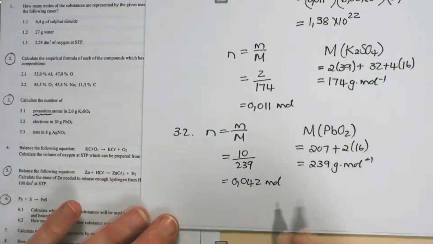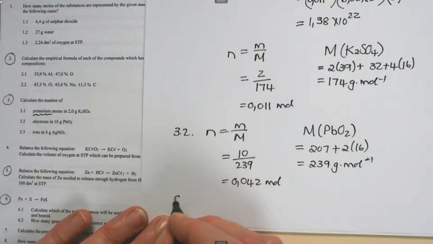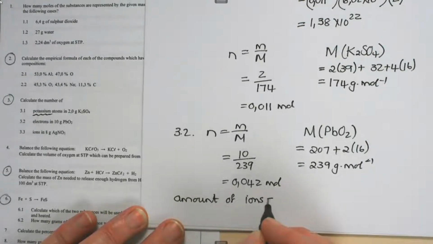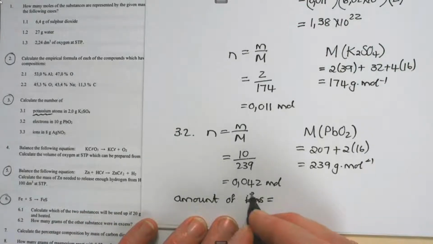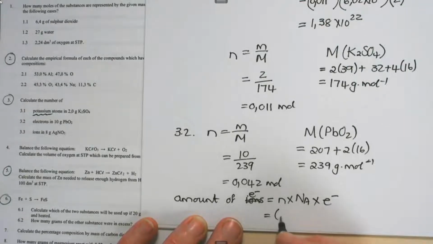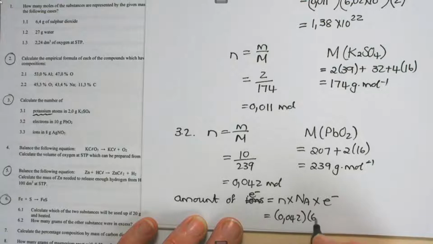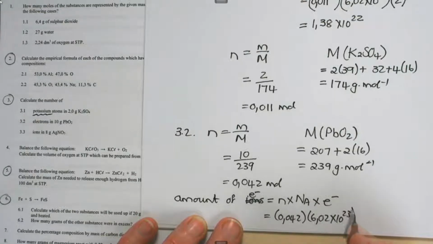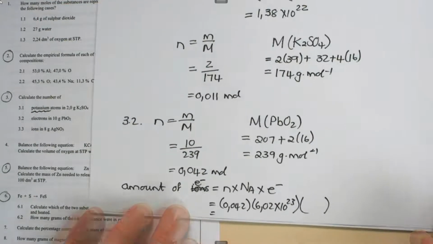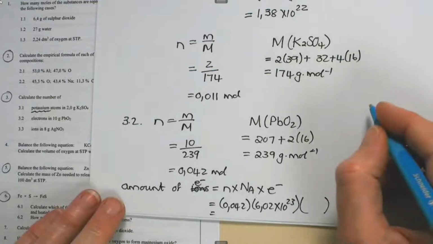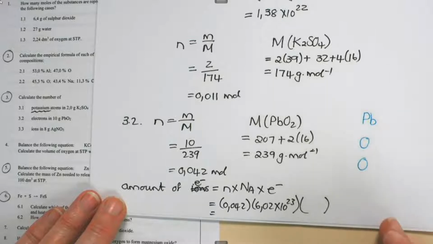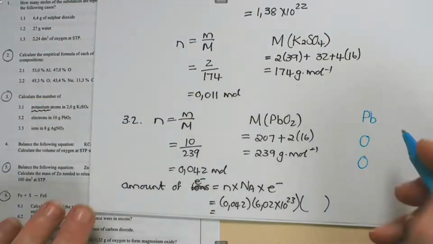Okay, I'm trying to fit this in on one page. So I'm going to say the amount of electrons equals N times Na times electrons. So it will be 0,042 times 6,02 times 10 to the 23. Okay, now the problem is with the electrons. Where do I get the electrons? I'm going to use my pencil again. Okay, so if I look at Pb, and if I look at oxygen, and if I look at oxygen, it's about the amount of electrons.